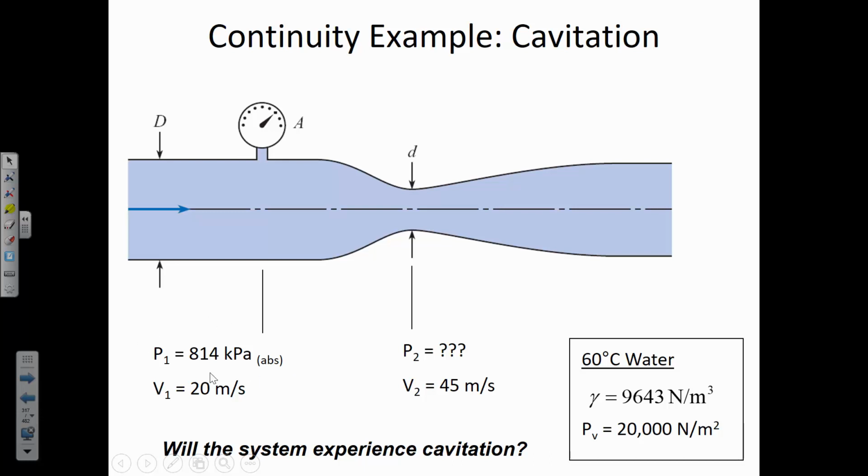So if we wanted to know what was the gauge pressure, then we'd just have this 814 and we'd subtract 101.325 because that's the typical atmospheric pressure. But here, this is saying we've got P1 in terms of absolute, so let's find out what is P2 in absolute and then compare it to the vapor pressure to find out, is it higher, which means there's no cavitation, or is it lower, which means there will be cavitation.